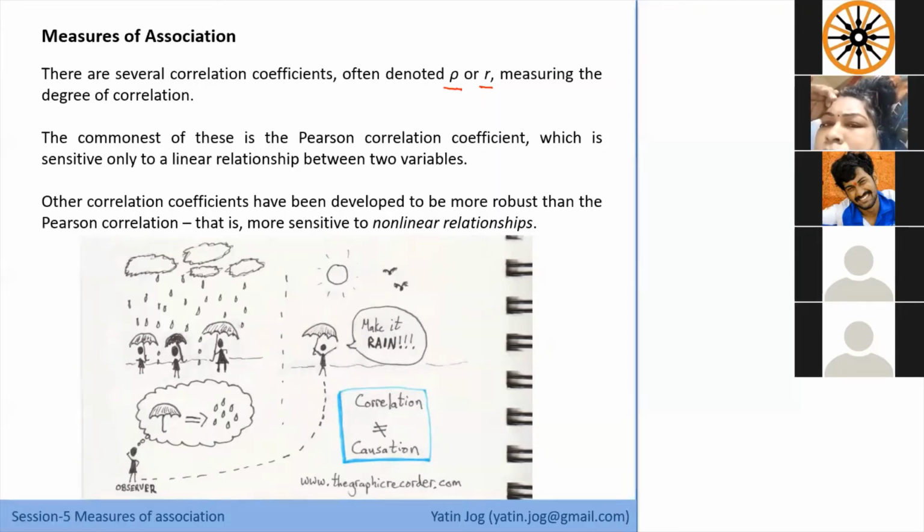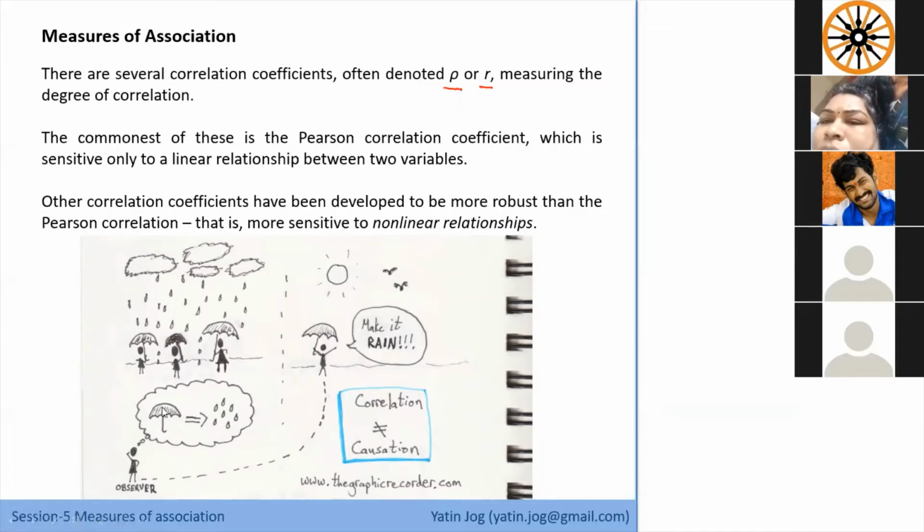No, your observation is not that correct. Actually, the half part of the image shows if it is raining, the people will carry the umbrella. In case of rainy season, people will carry umbrellas. So if an observer is looking at the situation, what the observer thinks is there is a relationship between umbrella and rain.